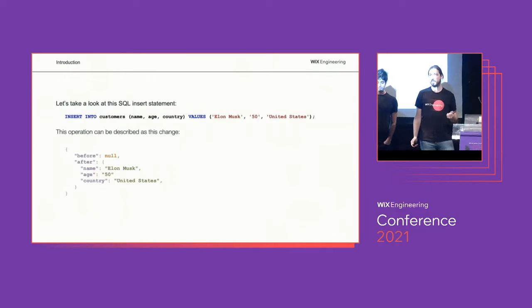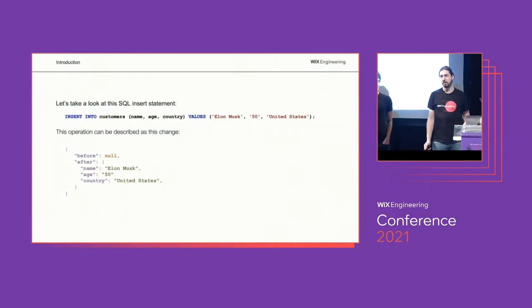This can be easily represented as a simple JSON. So before, we had nothing. We had a null. And now, we have a new row: Elon Musk, age 50, from the United States.